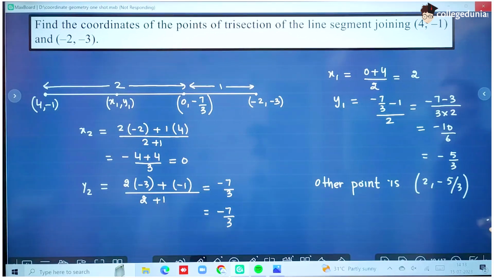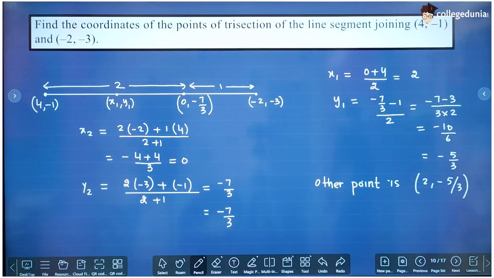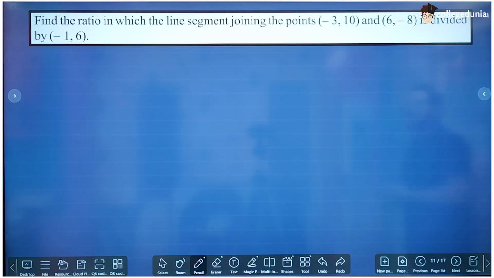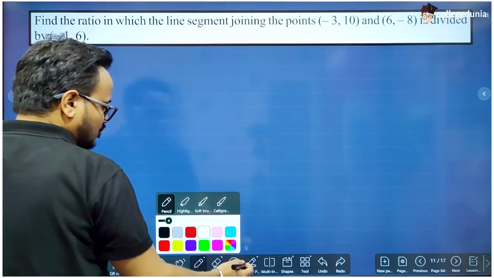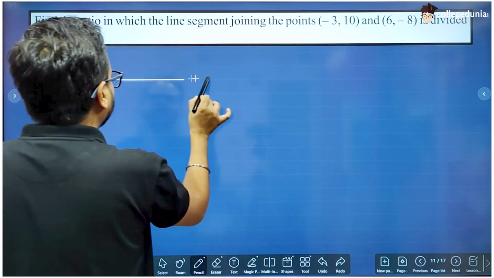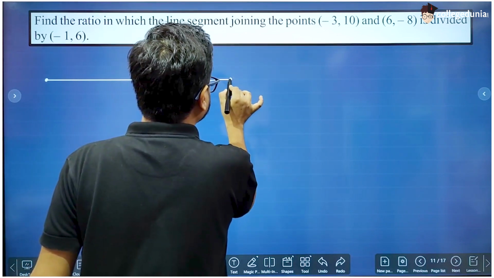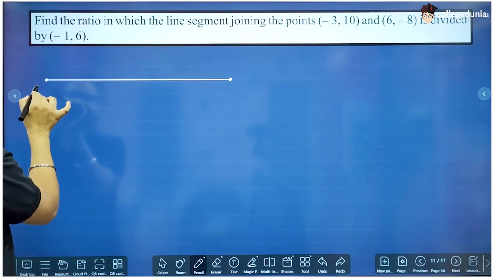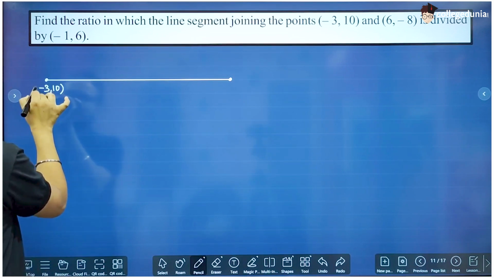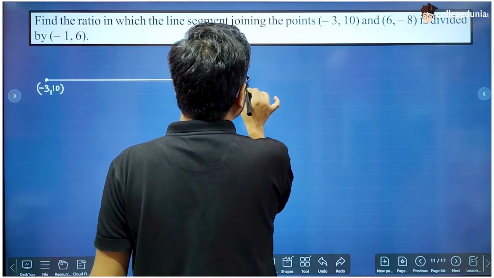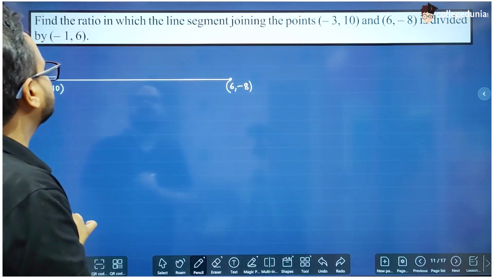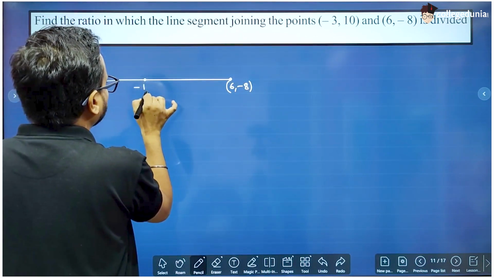Next, okay, let's do one question in which we have to find the ratio. The points (minus 3, 10) and (6, minus 8) are divided by (minus 1, 6).